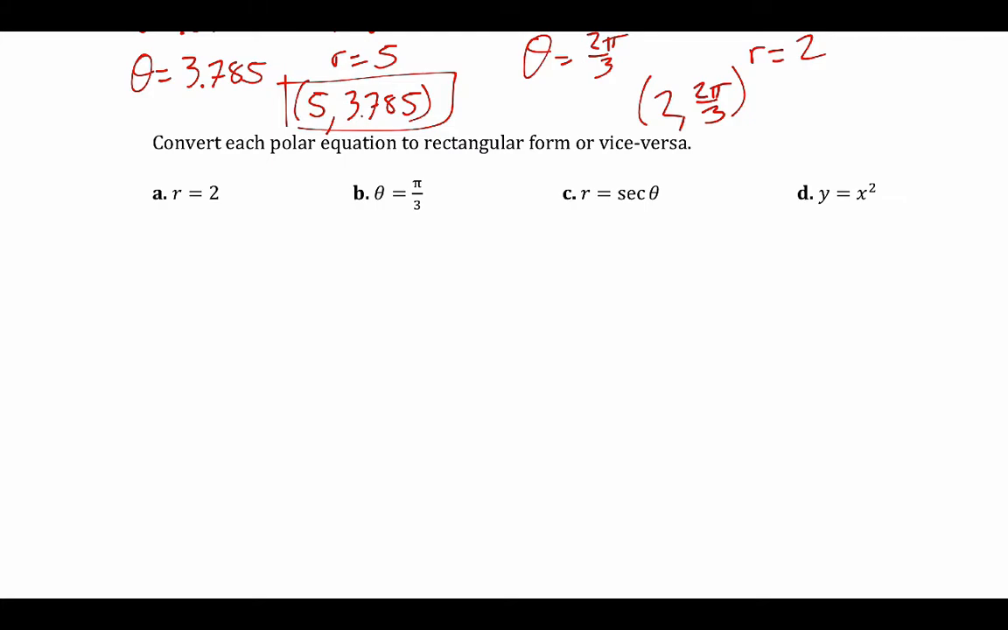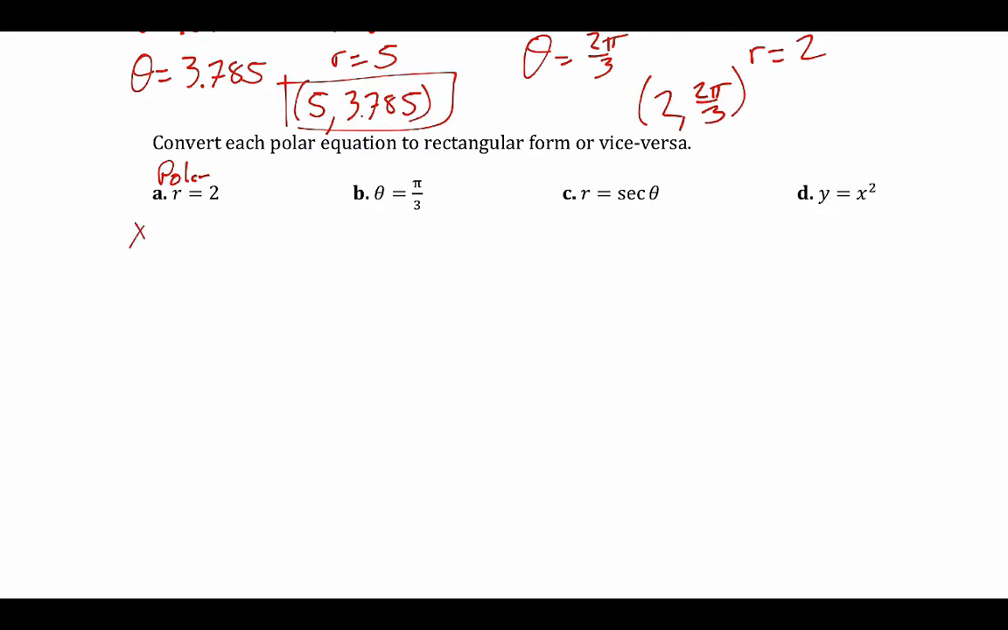Okay, last part for this section is going back and forth, not between coordinates now, but going between the polar equations and rectangular equations, or vice versa. The first one we're given, r equals 2, is in polar form already, so we're going to do our best to make it into a rectangular equation.